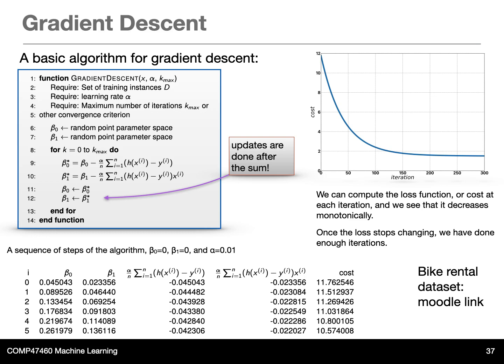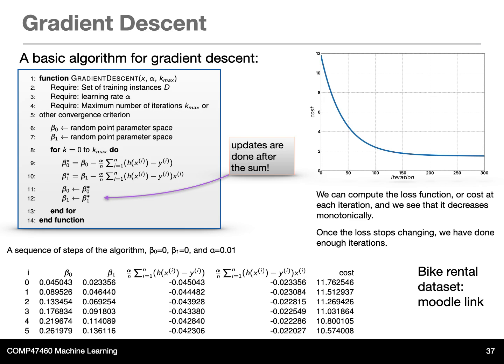Now when we compute this sum, it's important that we use the current values for the parameters beta 0 and beta 1. Again, we're using these to compute the update, or the new value for beta 0 and beta 1. So it's important that we only do the updates after we've computed the values of the sum. In this case, it's helpful to work through a few steps or a few iterations of the gradient descent algorithm. And you can do this with a reduced sample of the bike rental dataset, which you'll find on Moodle.